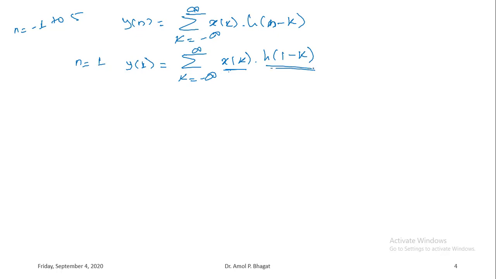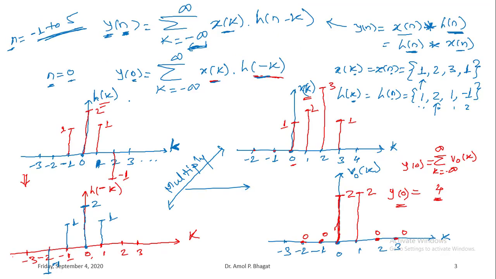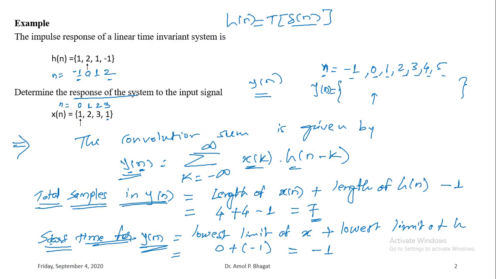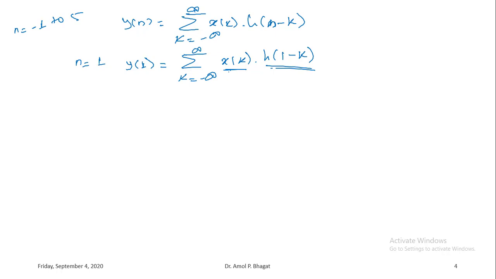As we have seen in the previous example, if there is a positive value of n, then h of minus k will be shifted right. We'll be shifting this h of minus k to right if n is positive, and if n is negative, then we'll be shifting it to left. So to obtain this h of 1 minus k, because we already have this x of k.